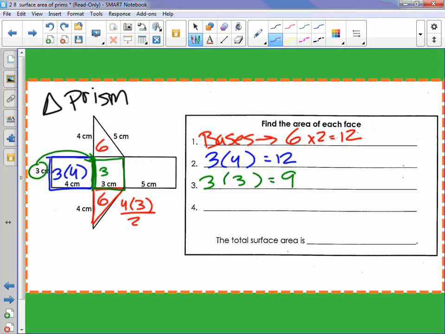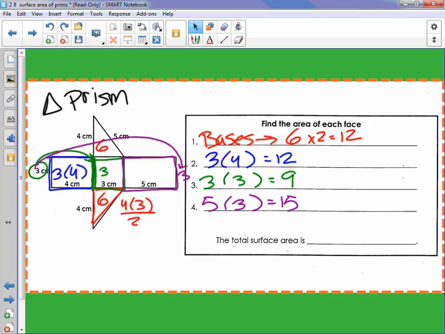And then here you have 5 times 3, which is 15. I know that this is 3 because right there. So what do I do?